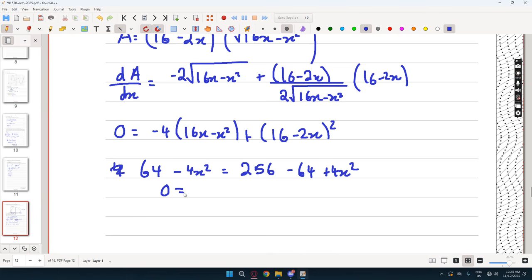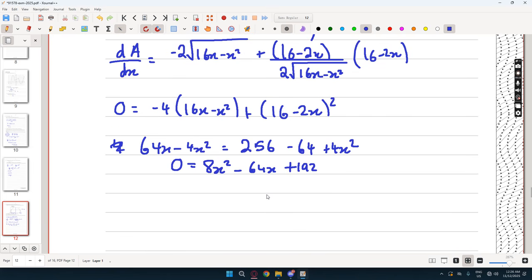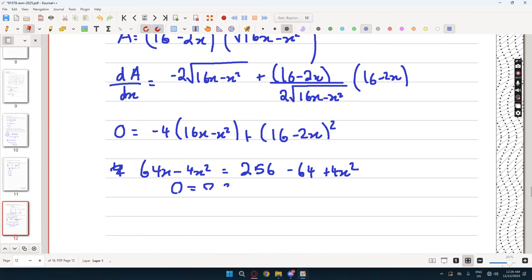So 0 equals, that must be an x, right? Oh, yeah, okay. 0 equals 8x squared minus 64x, 256 minus 64. So 0 equals x squared minus 8x plus 24. 24, 6 and 4, 12 and 2. Doesn't look likely, eh? 1, minus 8, 24. Okay, that's imaginary. That's not good.